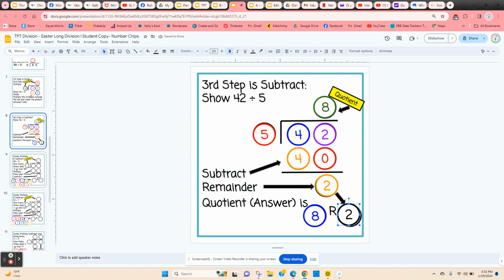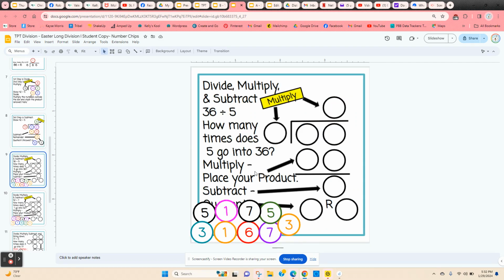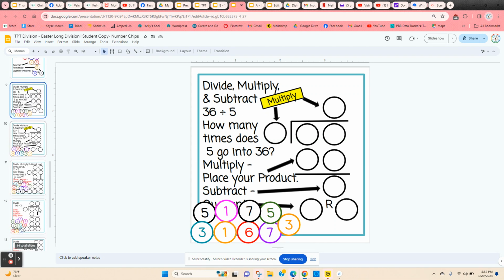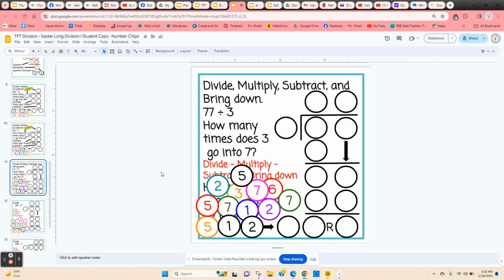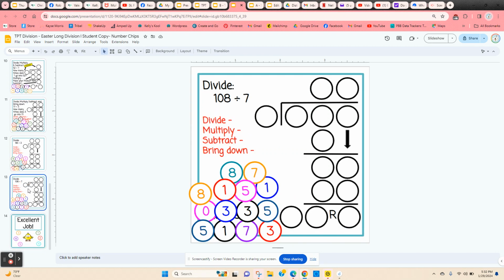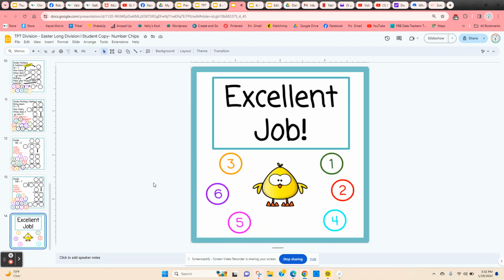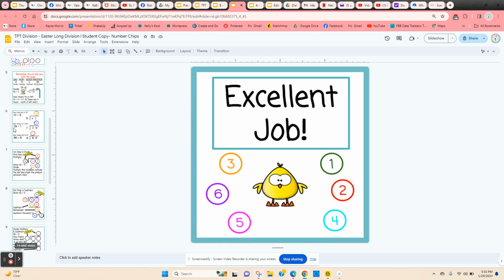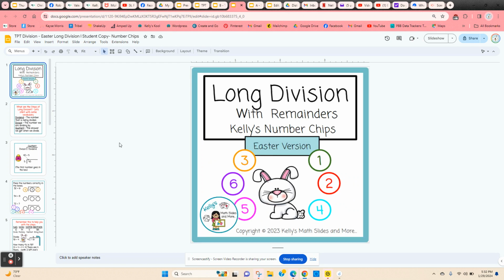Now they've got a lot more practice on the next few slides. So they're going to do the first 3 steps here again. And then this one, they're going to add the step of bring down. So divide, multiply, subtract, and bring down. So they're going to use all of the steps. So they've got several to practice, and when they get to the end, they're just given a slide that says excellent job. So this is long division with remainders using number chips, and it's the Easter version.